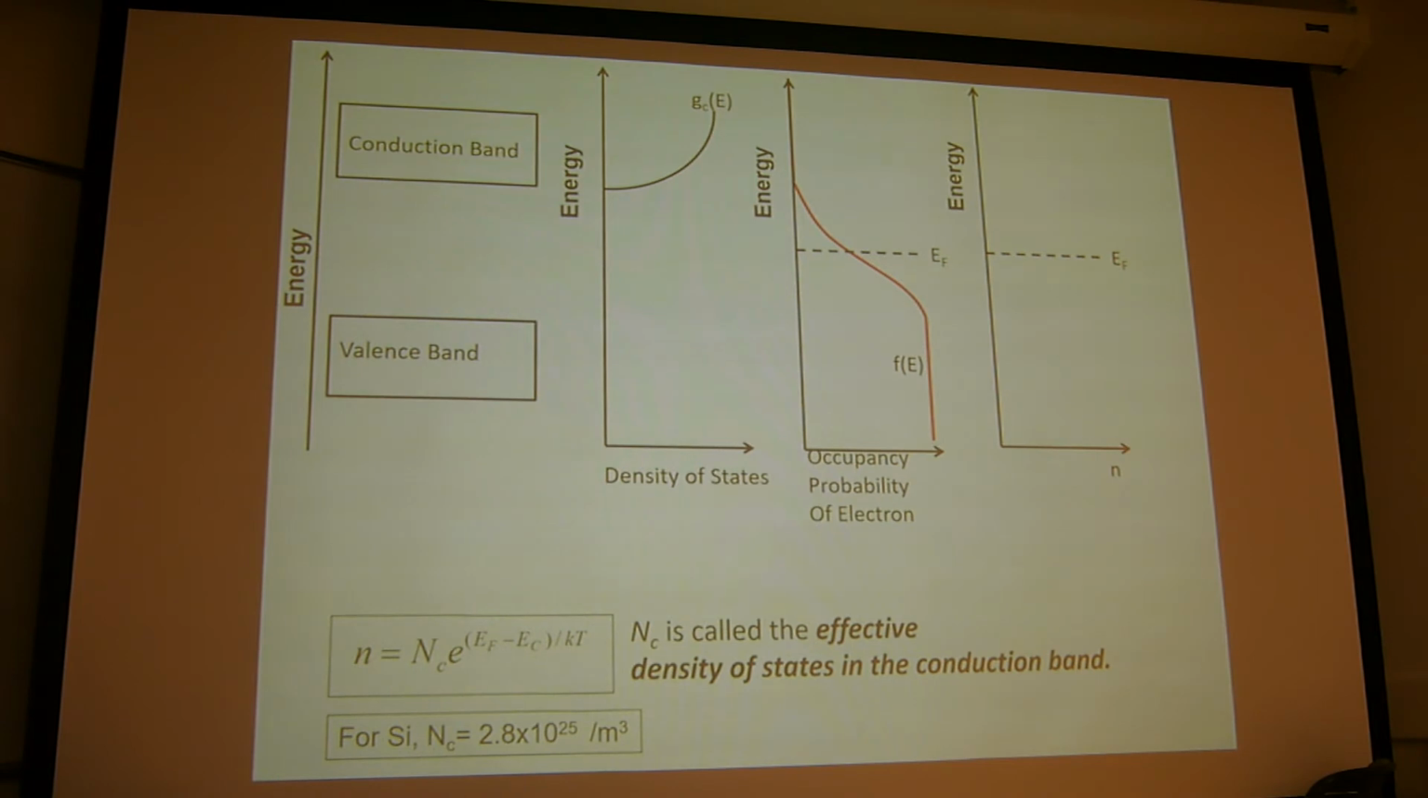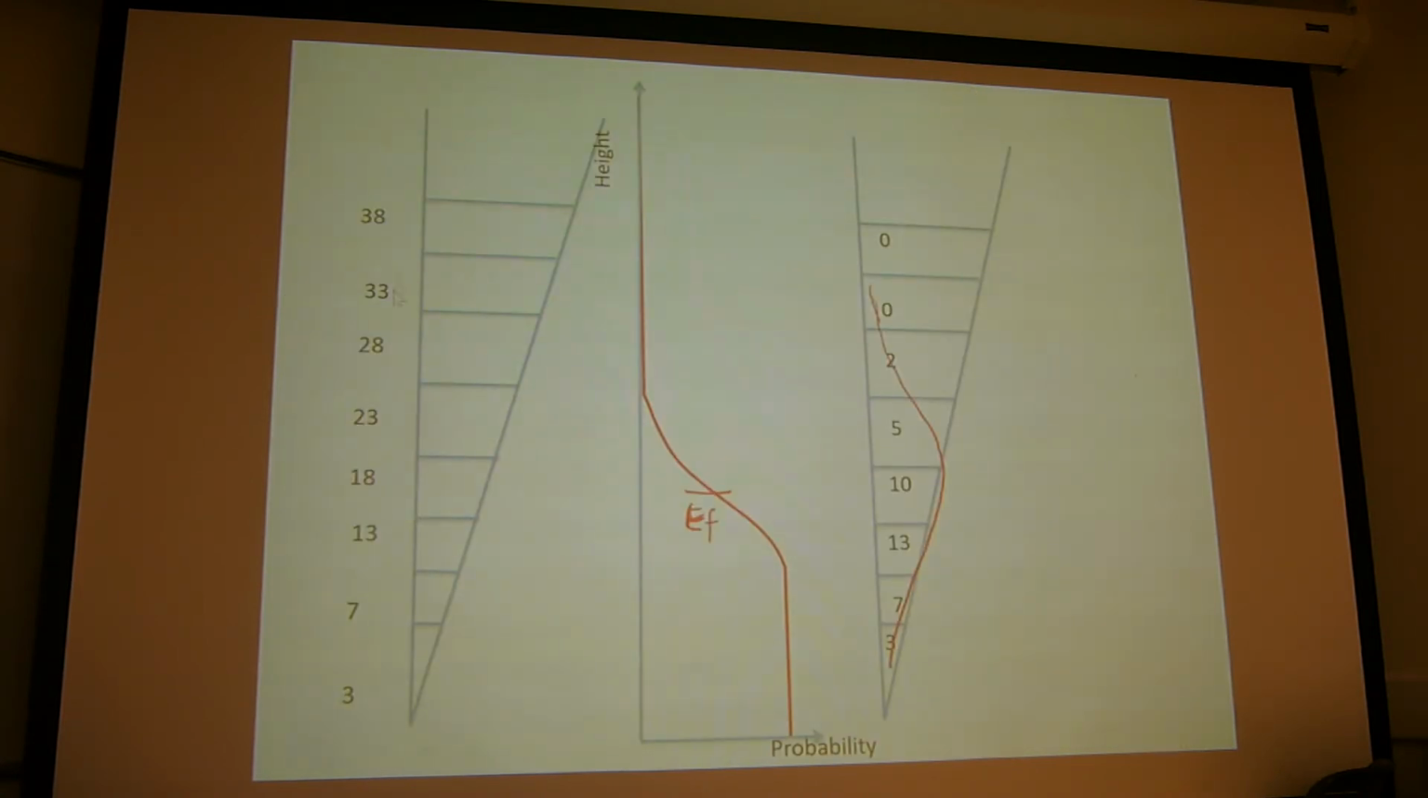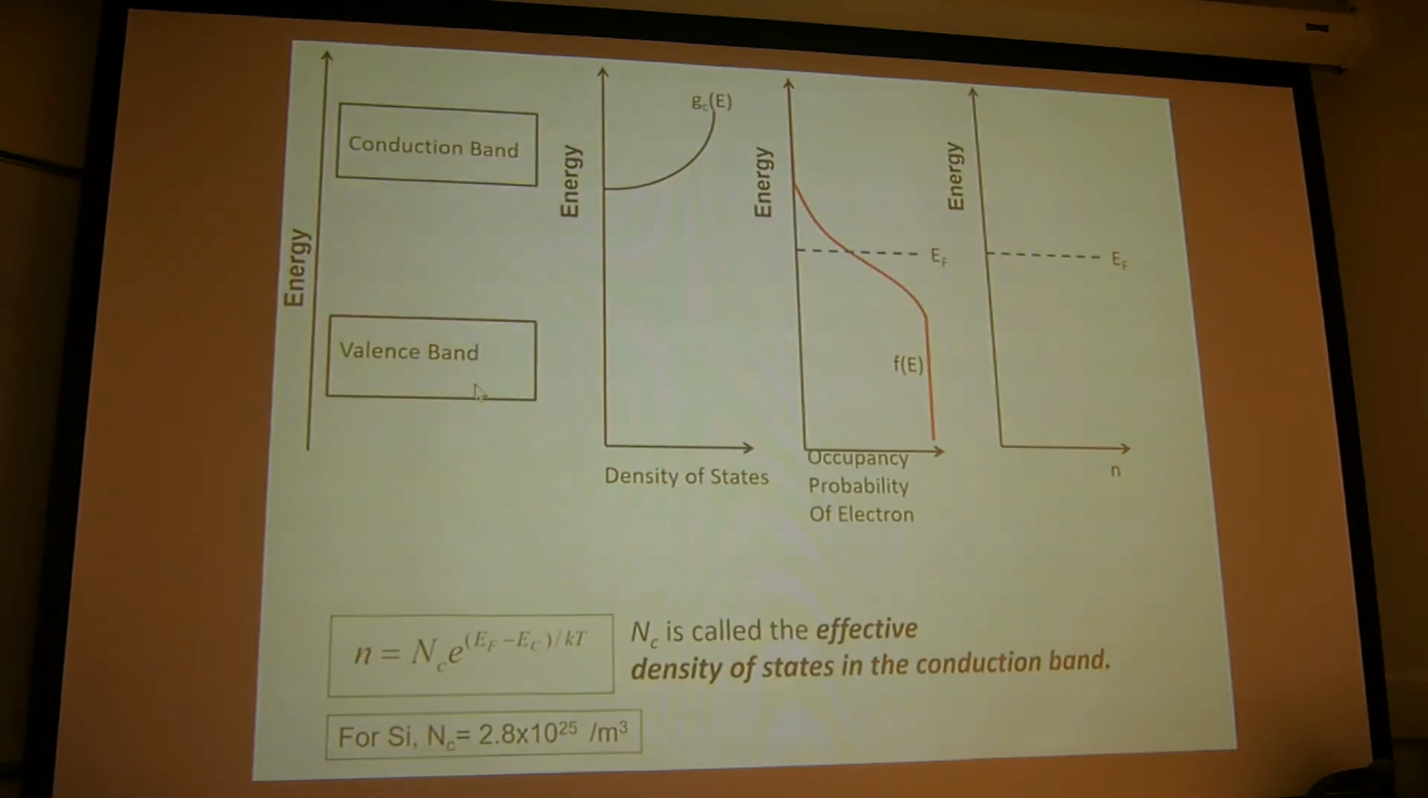Then the question is, how do we get the real number of electrons in the conduction band? What is the density of the electron in the conduction band? The same practice as we did in the toy model earlier. So this is the density of states, similar as here. Now we have this shape. And then Fermi level and Fermi function.